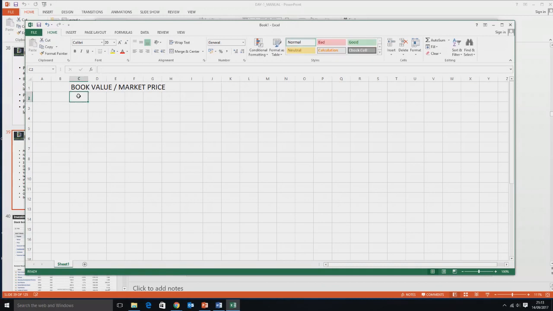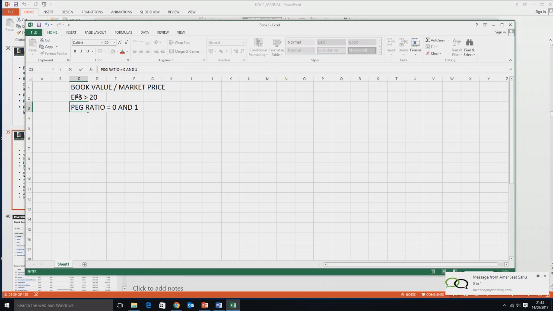And what is our EPS? Should be greater than 20, right? And what is our PEG ratio? PEG ratio should be between 0 and 1. What is our debt to equity? Should be less than 1.